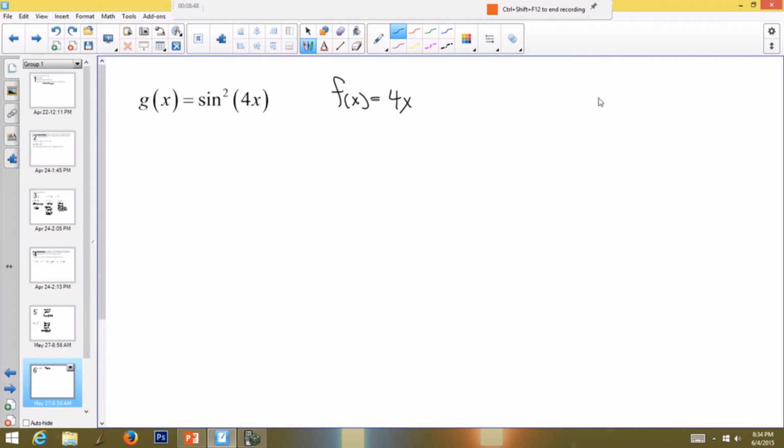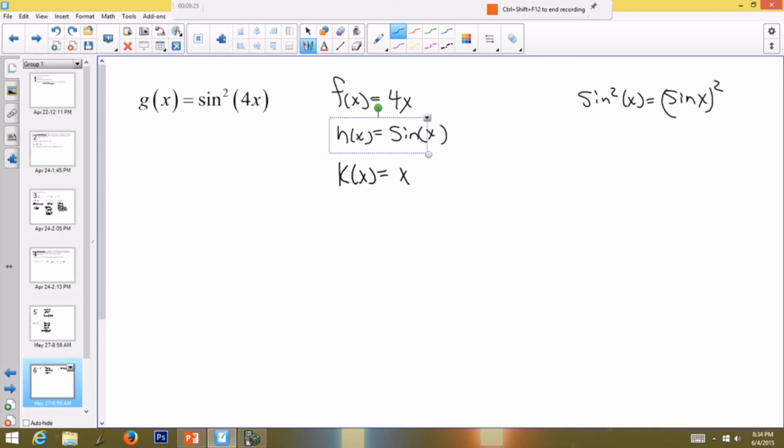Now, remember that sine squared x is the same as the sine of x quantity squared. So we want to make sure that we recognize that we would take the sine first before we do the square. So my next function, which I'm going to call h of x in this one, is going to be the sine function, just sine of x. And then what do I do last? Well, now I'm going to square. So my k function in this particular instance is going to be just x squared.